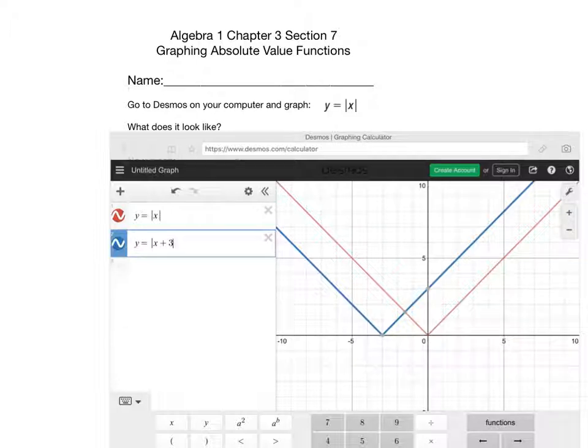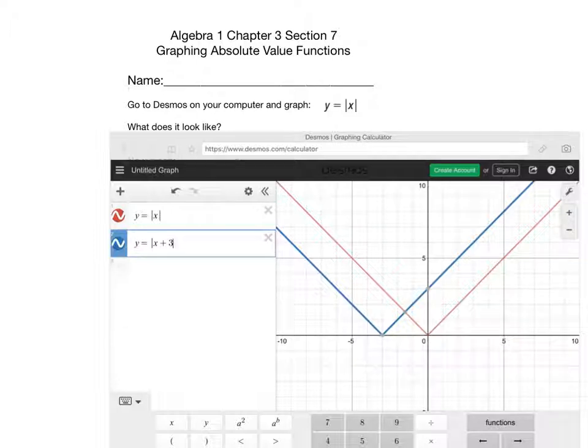So how would I move it to the right 7? It would be x what? To move it to the right 7. Minus 7. To move it to the left 7, it would have to be x plus 7. Why is it opposite like that?